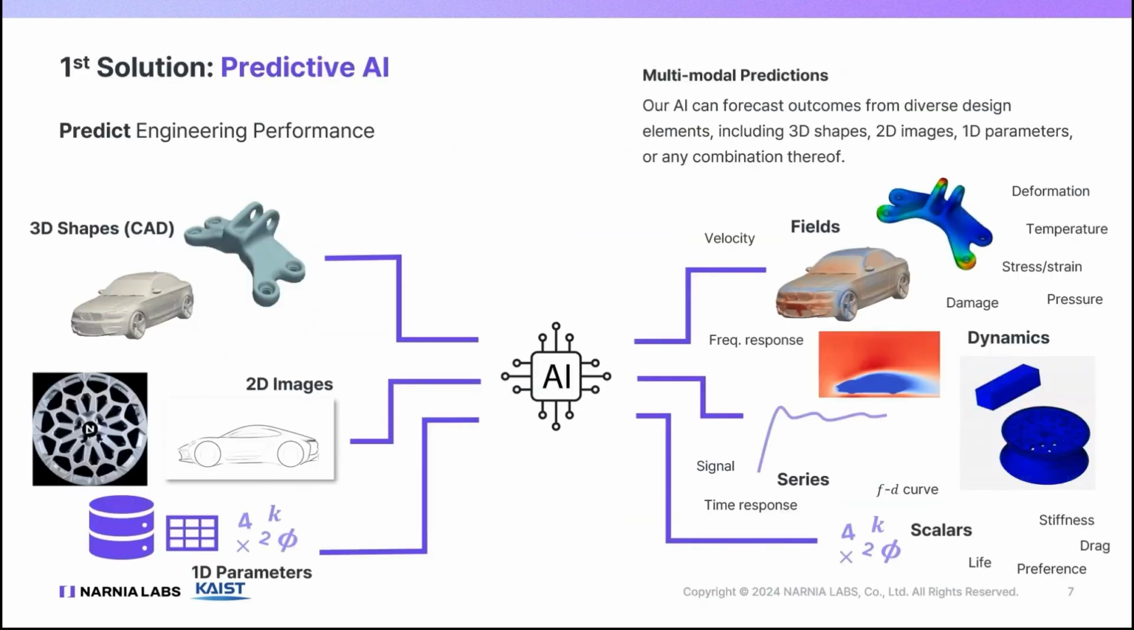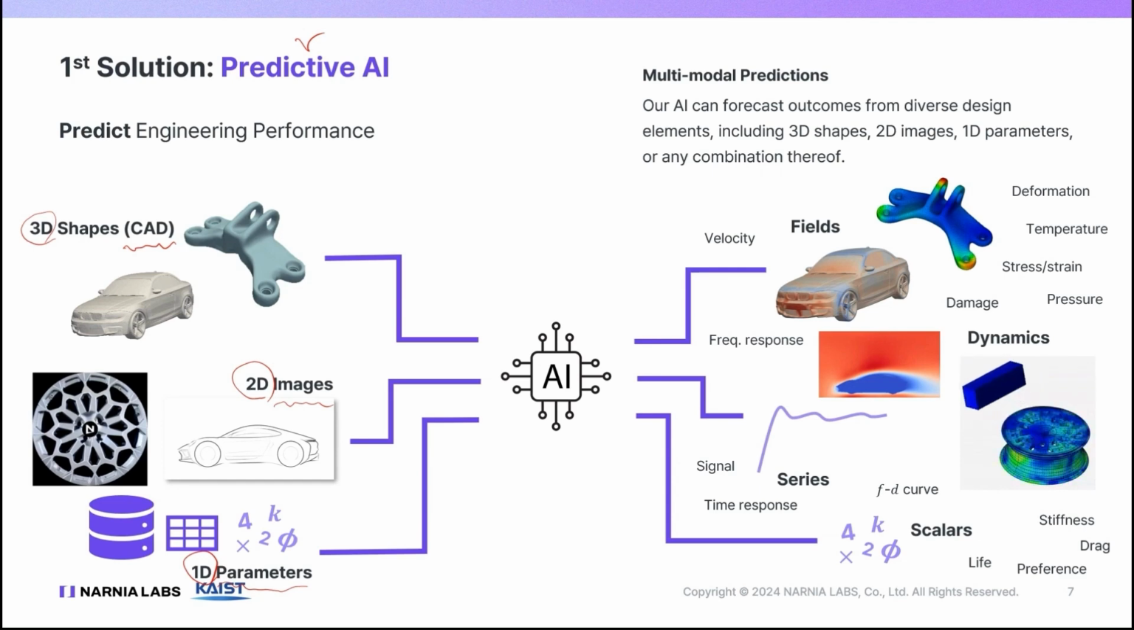So let's take a closer look at generative and predictive AI. As I mentioned, predictive AI is about predicting engineering performance, and as inputs, it can take 3D, 2D, and 1D data in a multimodal fashion. In the case of 3D in engineering design, this usually refers to CAD data. And for 2D, important cross-sectional shapes or sketches, such as images, can be used as input. And 1D parameters refer to values that can be represented as vectors or matrices, such as boundary conditions, material properties, product specifications, and other requirements.